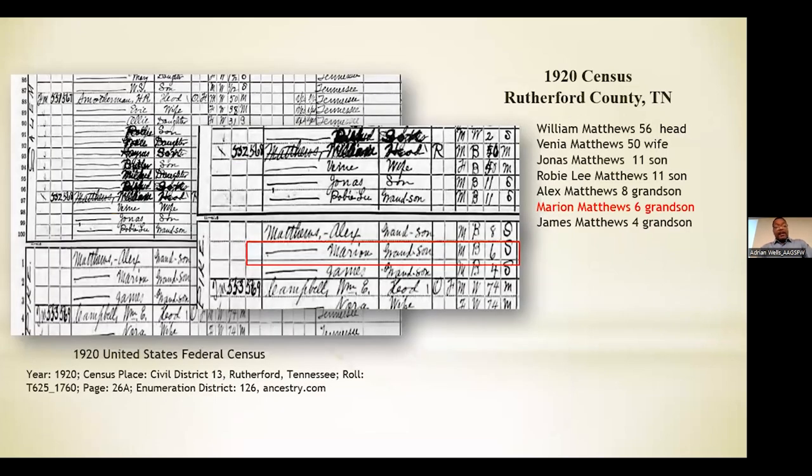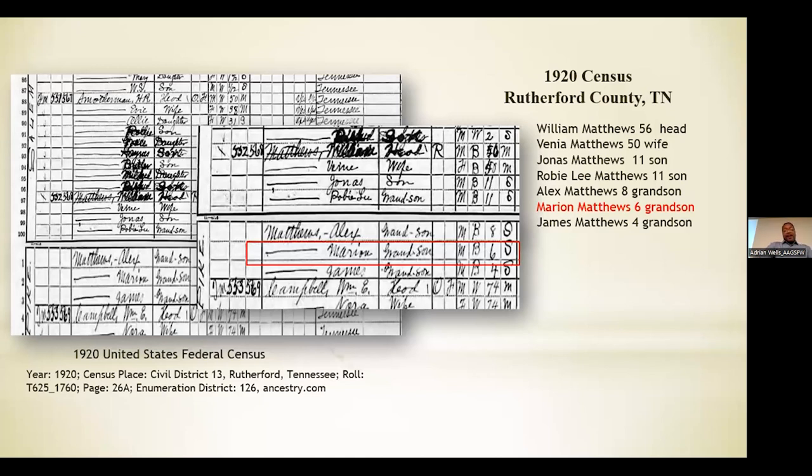So I continue my search for Will. And so now I come to the 1920 census in Rutherford County. So here we have William Matthews. So now Willie is William, because he was Will, Willie, Billy, now he's William Matthews. And in the household is Vinia, which is short for Lavinia Matthews. And then there's a Jonas Matthews and a Robbie Lee Matthews, who are their sons. And then you have an Alex Matthews listed as a grandson. Then you have a Marion Matthews listed at 6 years old as a grandson. And you have a James Matthews listed as 4 years old as a grandson.